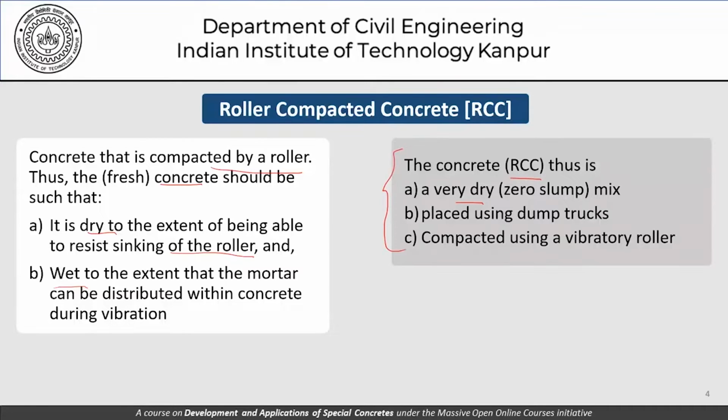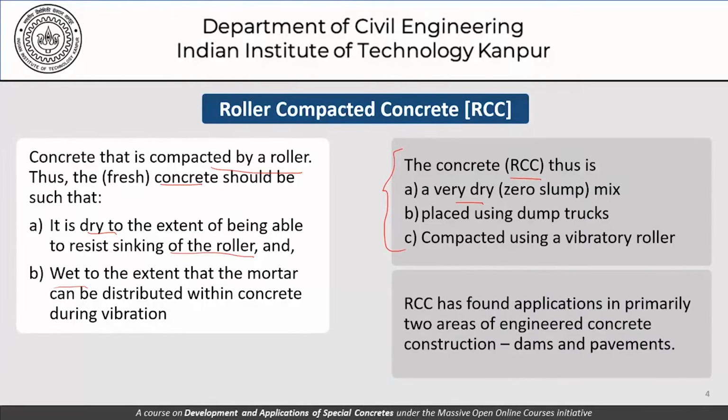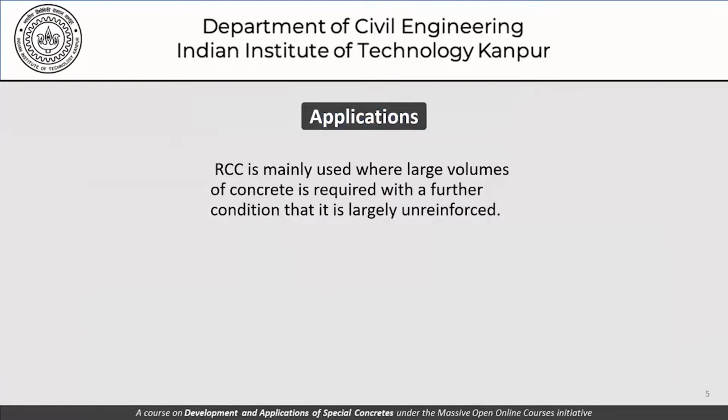Now this is basically the characterization of this mix and has found its applications primarily in two areas of engineered concrete construction, dams and pavements, as we'll see. Both these areas, that is dams and pavements, are characterized by large volumes of concrete and are largely unreinforced. Why is reinforced concrete a difficult proposition to do with roller compacted concrete? That's something which I'm leaving to you to think about.